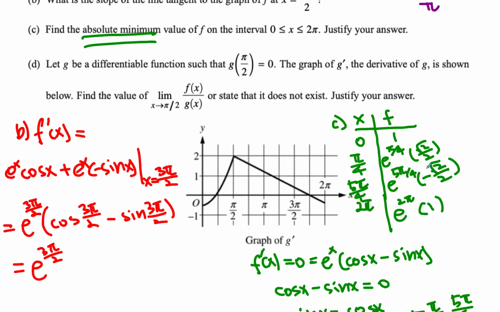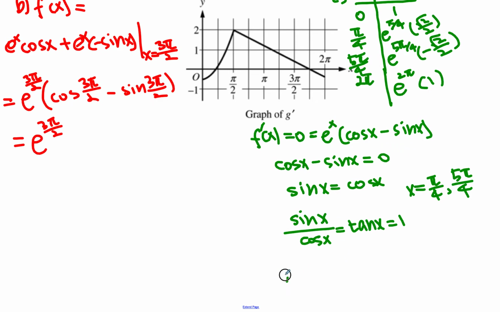And they're looking for the absolute minimum. Then the absolute minimum value would have been this one. So we get the absolute minimum is negative radical 2 over 2 times e to the 5 pi over 4. And you can see that right over here.